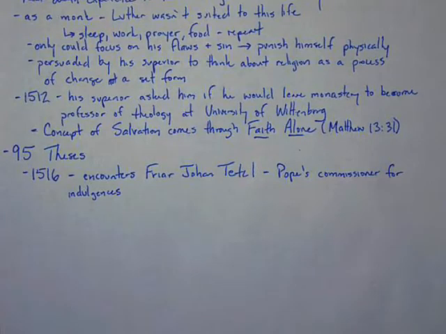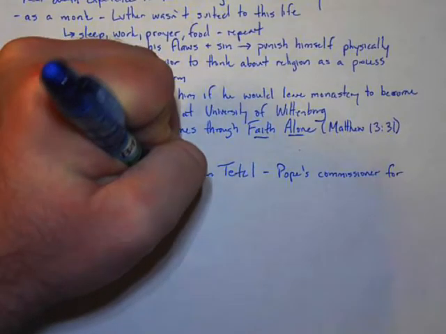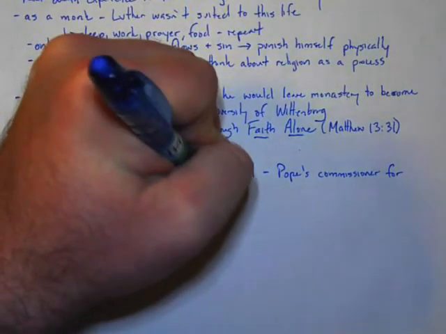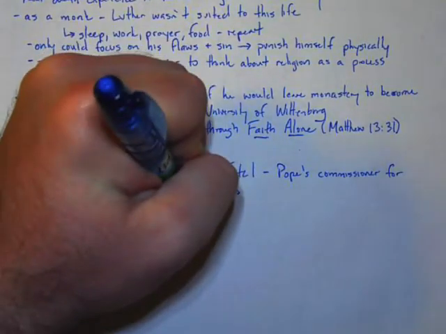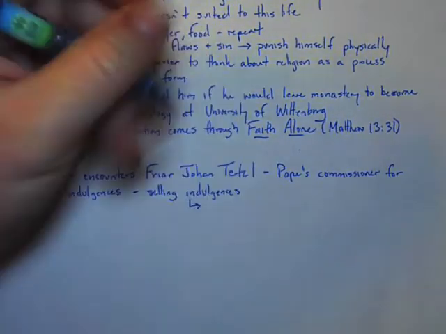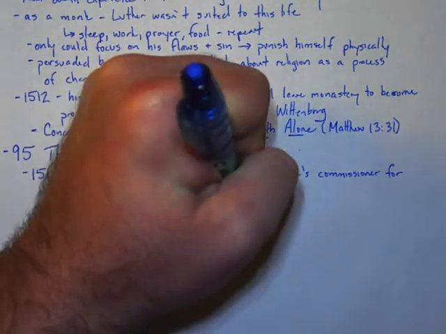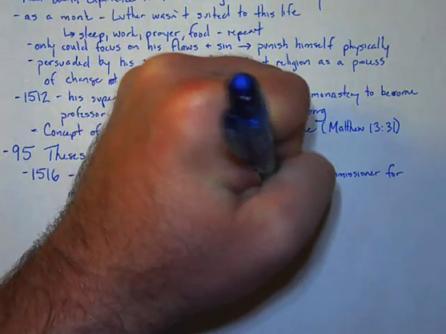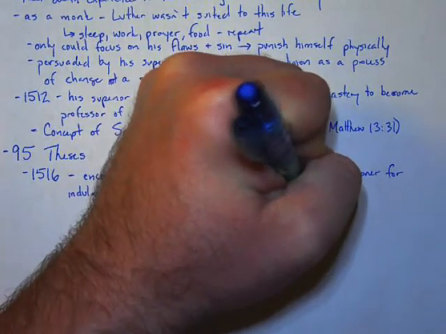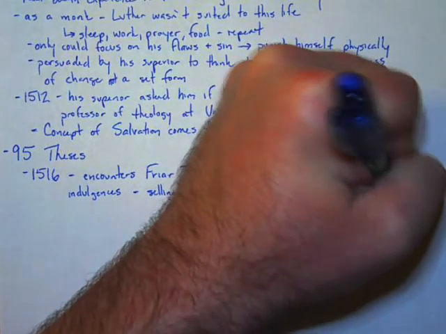Really, what he's doing is he's going around from town to town selling indulgences. So he is selling indulgences. So an indulgence is a papal waiver of your time in purgatory.